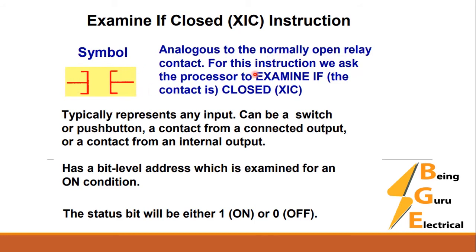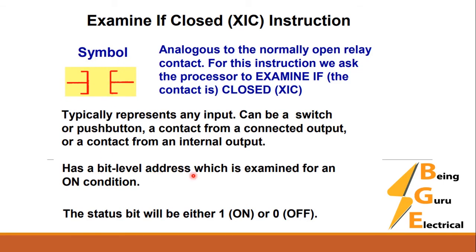Normally open relay. For this instruction, we ask the processor to examine if the contact is closed. It typically represents any input. It can be a switch, a push button, a contact from a connected output, or a contact from an internal output. It can be anything.